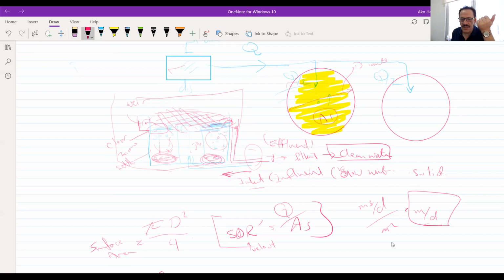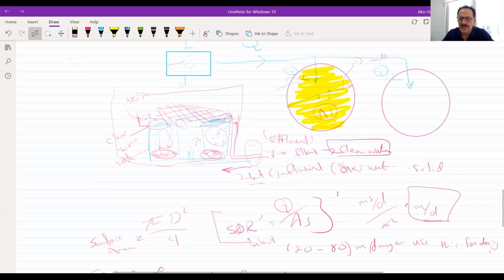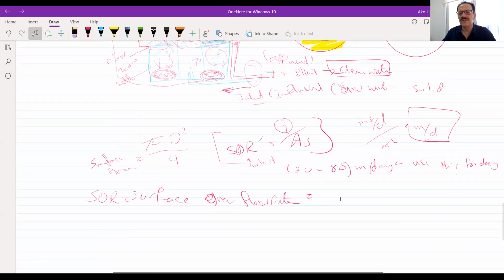And we need this SOR to be set at a standard number for design, about 20 to 80 meter per day. We use this for design. What I mean by design is you have the Q and you want to find the area, the diameter of the tank. This is in case that we have a circular shape.